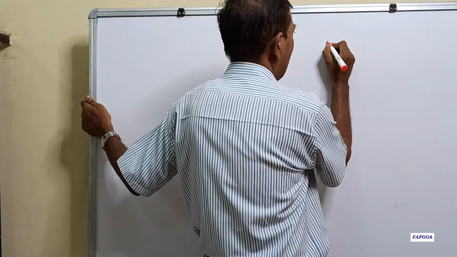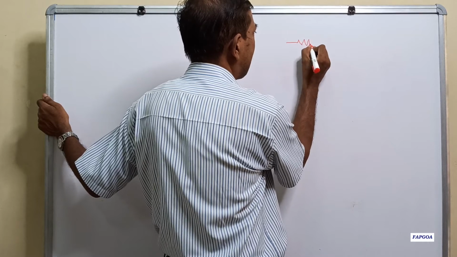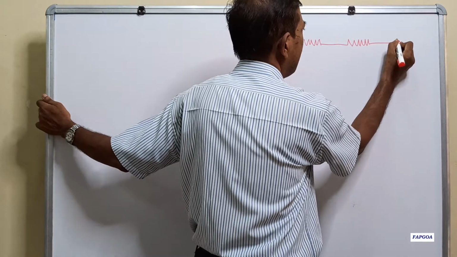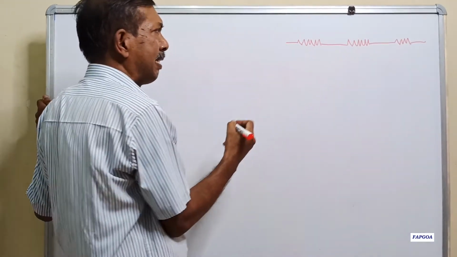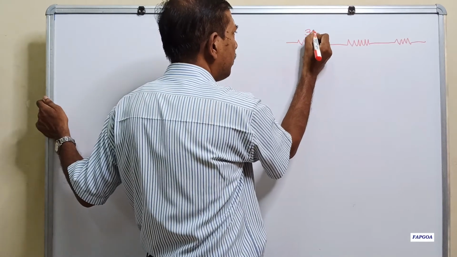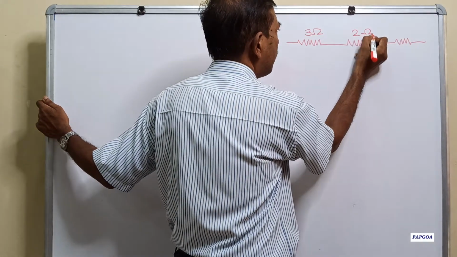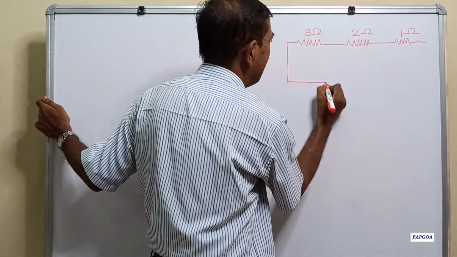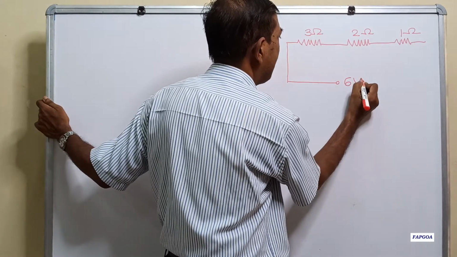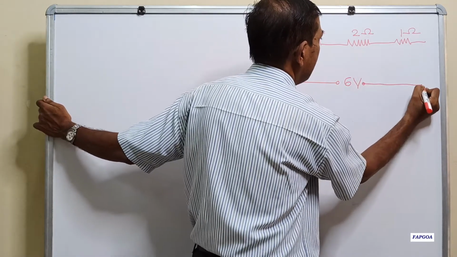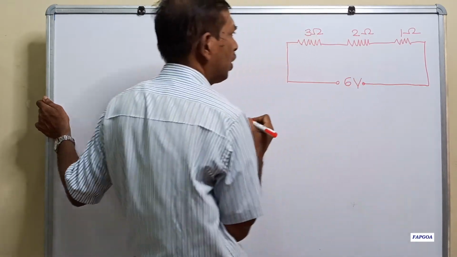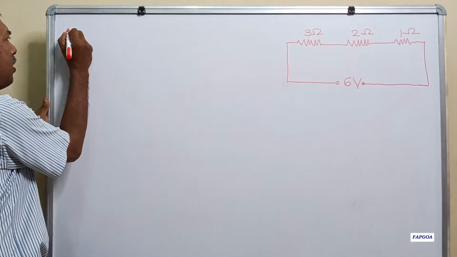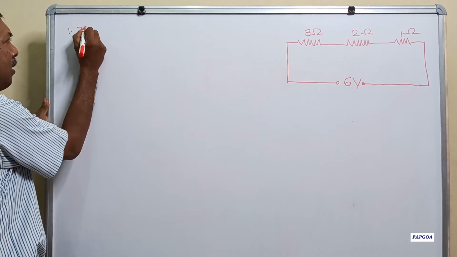Now let us construct the circuit first. So this is one resistance, second resistance and third resistance. So three resistances of 3 ohms, 2 ohms and 1 ohm are connected in series across a 6 volt DC supply. So your circuit is like this. So you have to calculate number 1, the total resistance.